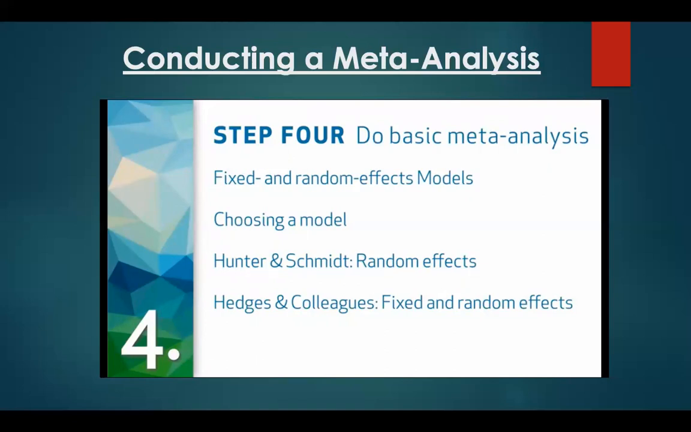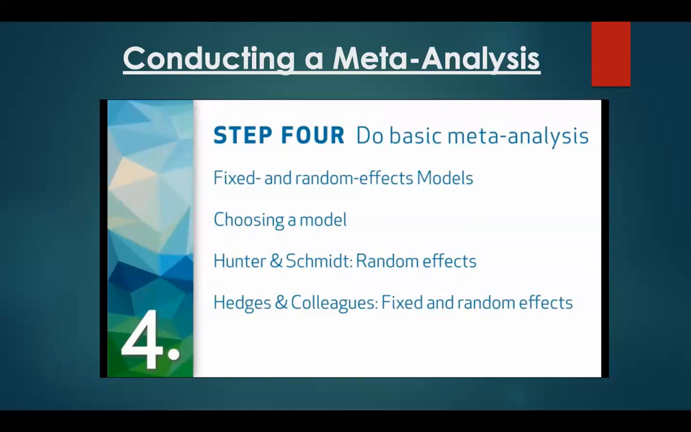Now, as I said earlier, the Hedges and colleagues method allows for both fixed and random effects models. So if you're going the fixed model route, you'll definitely need to use the Hedges and colleagues method. Now, the calculations behind the scenes here get pretty complicated pretty quick. So again, if you want to learn more about the Hedges and colleagues method, read through that section in the Field and Gillette paper. But for our demonstration, we'll stick with the Hunter and Schmidt method and a random effects model.